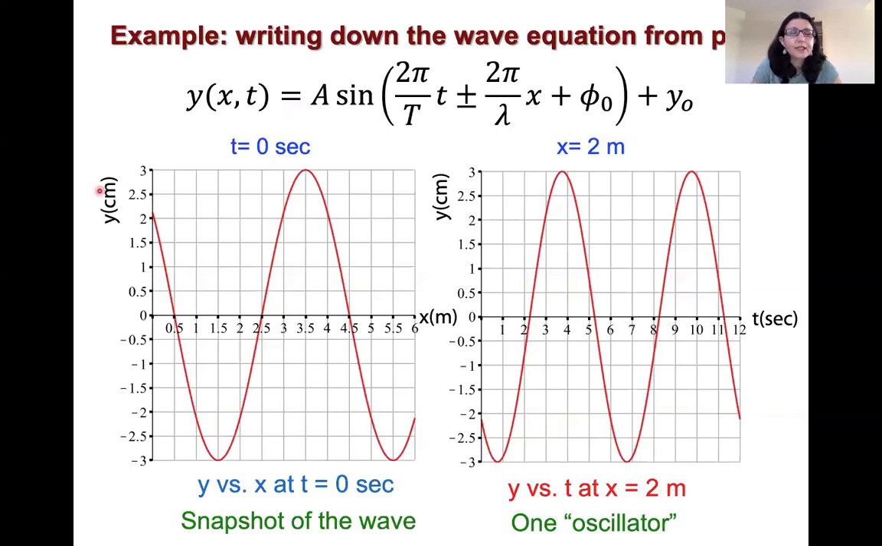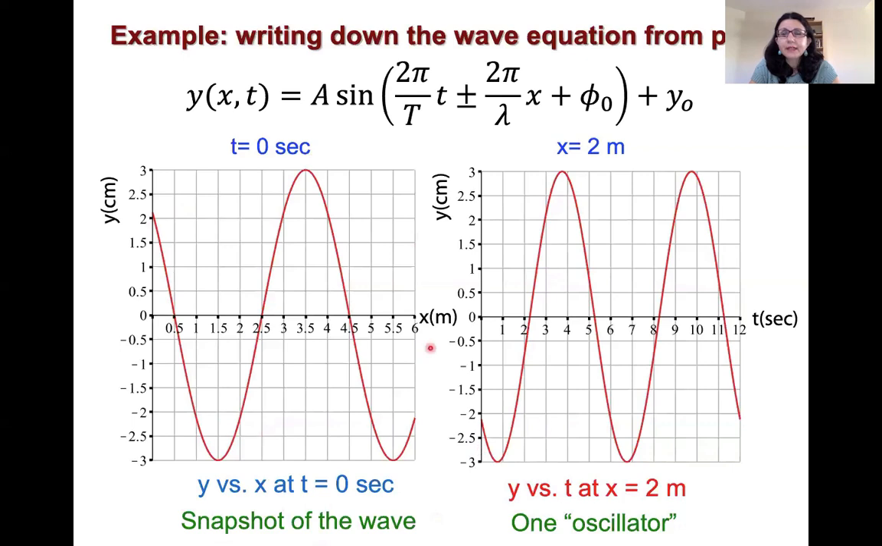The first one here is displacement as a function of position with the time fixed. So you can always think about these y versus x plots as a snapshot of your wave, because your wave is moving as a function of time. When you're fixing the time, it's like you're freezing the wave and showing where all the particles or positions in the medium are at that instant in time. So that's why it's often known as a snapshot of the wave.